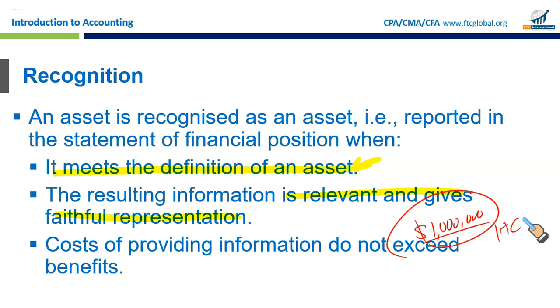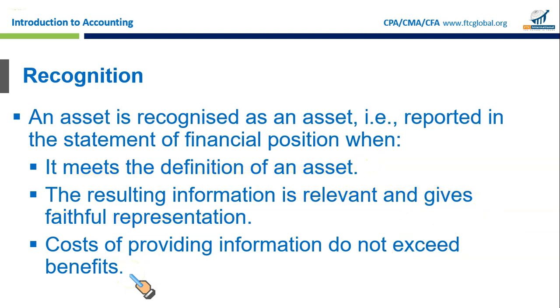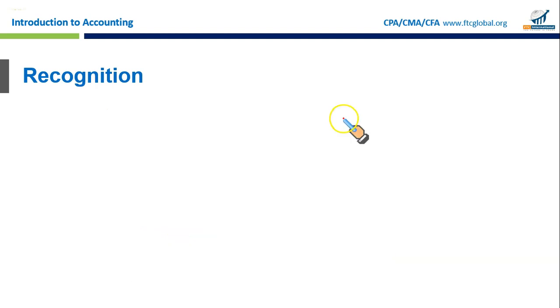The next component, cost of providing information do not exceed benefit. That is an important point to be understood. The benefit gained from information about the asset should outweigh the cost of gathering and presenting it. For example, it may not be worth extensively appraising a low value piece of office equipment because the cost of appraisal could exceed the asset's benefit. Okay, let us consider reporting a low value asset.